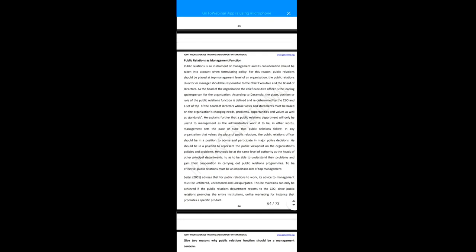You see public relation as a management function. Now, public relation is a function of management because the management has to create a good image for the organization. So for this reason, public relations should be placed at the top management level of an organization. The public relation director or manager should be responsible to the chief executive and the board of directors.